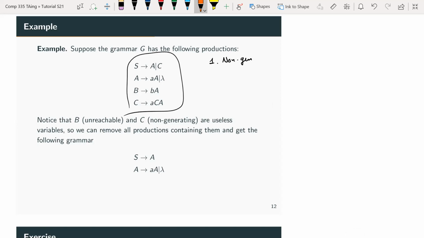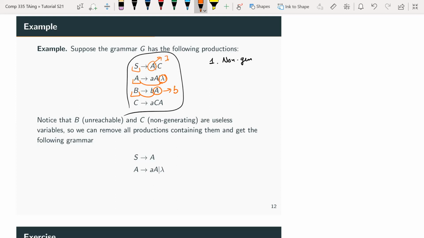Okay, so for instance, here A is generating because you can replace A by lambda. Okay, B is also generating because you can replace B by BA, and then A by lambda. So then you can get B gives you B. Okay, and S is also generating because you can replace S by A and then A by lambda.